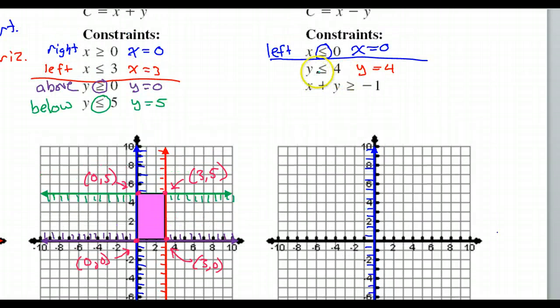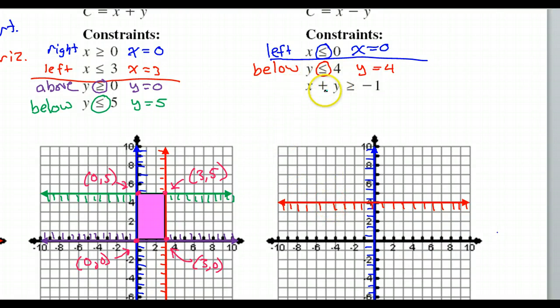When I look at this, I start by thinking y equals 4. And I know that's going to be a horizontal line at 4, like this. Because this is less than, I'm going to shade below this line. Please show your initial shading like this, no scribbles.